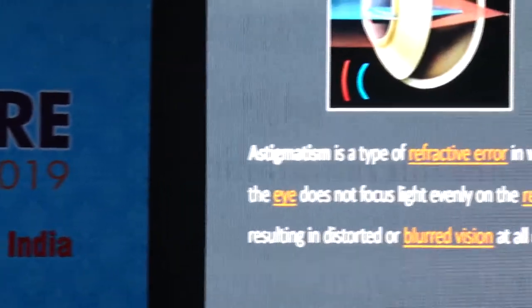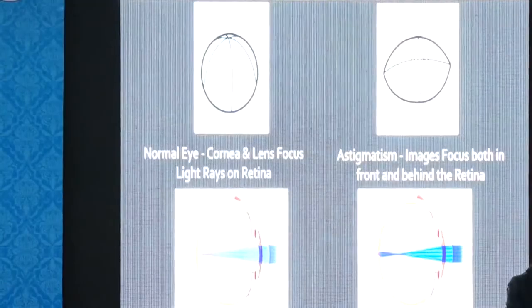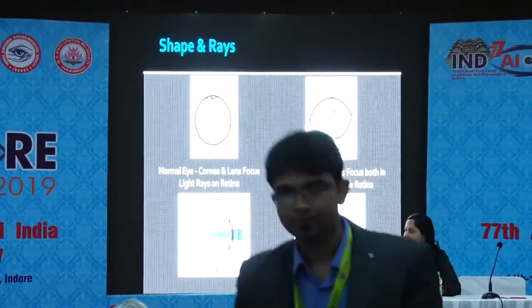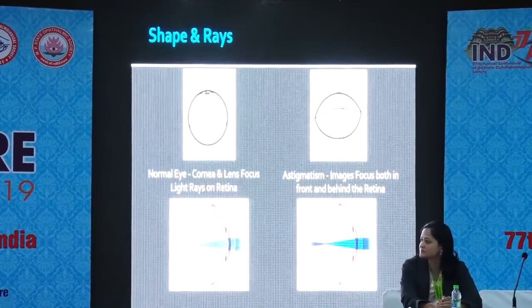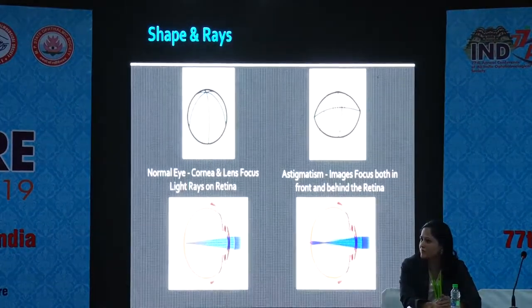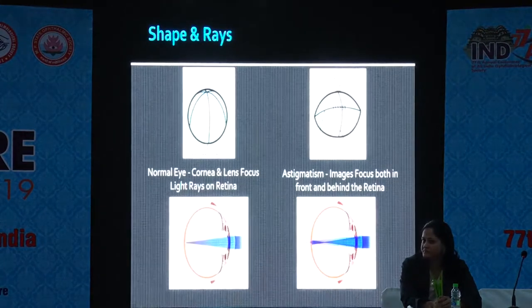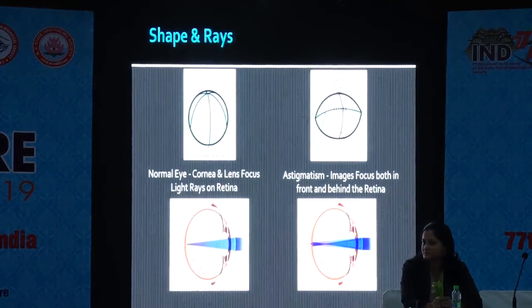So the first topic is a basic topic, basic concept of astigmatism, axis, and meridian. Astigmatism is a type of refractive error in which the eye does not focus light evenly on the retina, so the images that are formed are blurred. Normal eye is like a football, and like being a football, the rays of light are focused all on the retina, whereas in astigmatism, it has got an ellipsoid shape like a rugby ball, so all the lights are not focused on the retina, so the images are blurred.